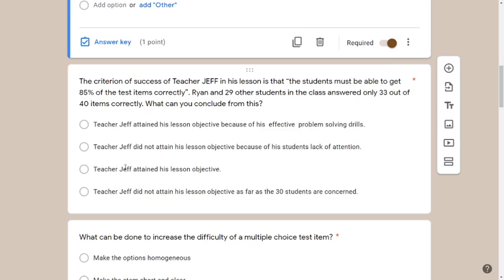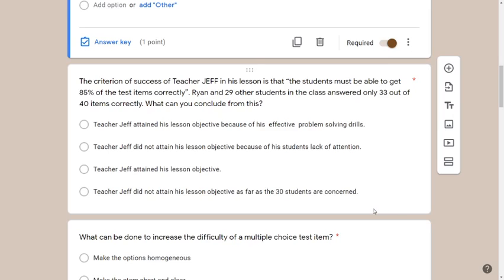The second one says teacher Jeff did not attain his lesson objective because of his students' lack of attention. Again, this part is also problematic for me. Nothing is stated here regarding attention, or lack or presence of attention. So these two options, I would automatically cross them out. That leaves me with C and D as my options. So that gives me a 50% chance of getting this question right.